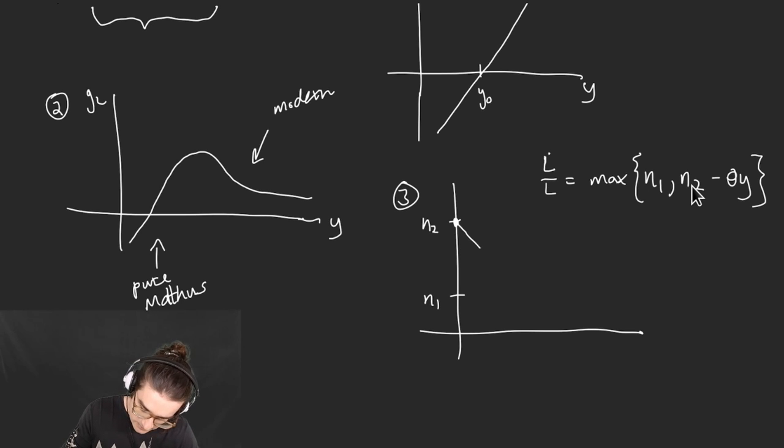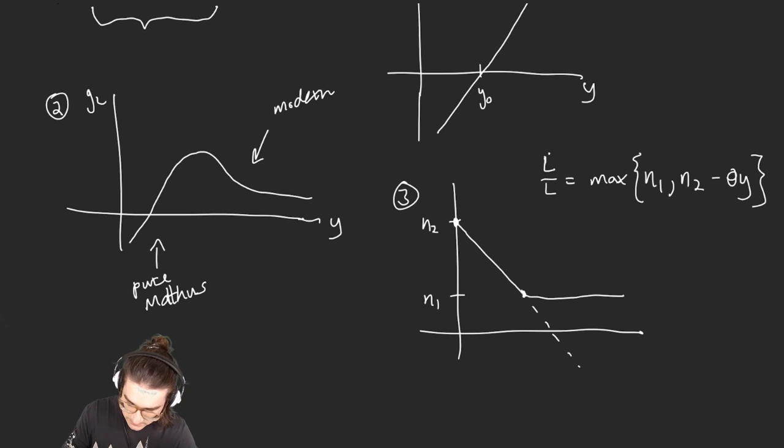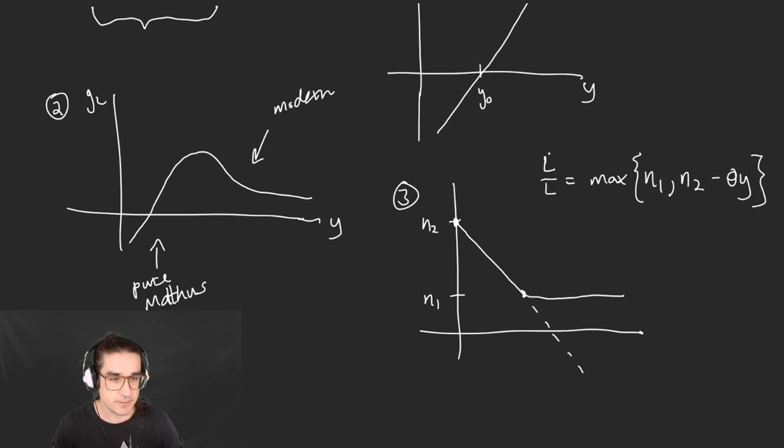And then you go down linearly, but then eventually you hit N1 and you just bottom out there. And you go on there forever. You can imagine that if it was just the right-hand side, it would look like that dashed line going on, but then we bottom out at N1. So that would be what the homework one would look like.